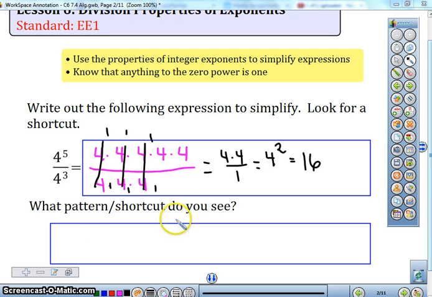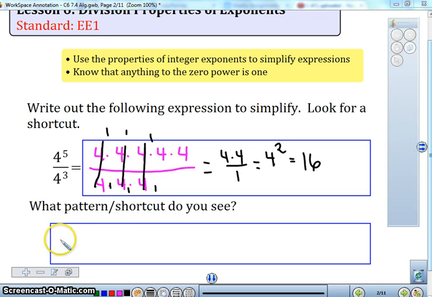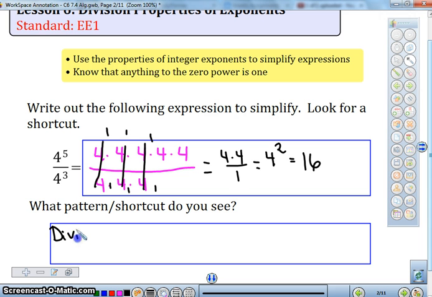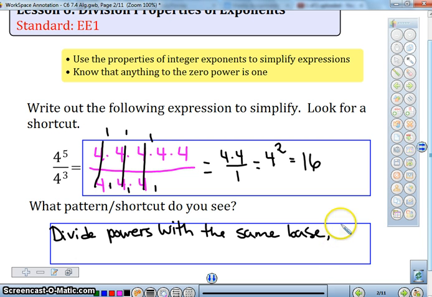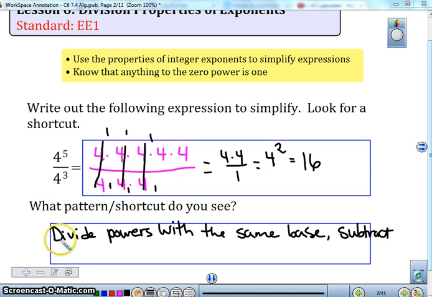What is the pattern or shortcut that you see? I want you to look at this and see if you could summarize it in your own words, and I'm also going to write it. The key thing is that when we divide powers with the same base, remember, 4 to the 5th is a power, so these both had a base of 4. If they have the same base, instead of when we multiplied, we added, we are now going to subtract. So we are subtracting the exponents when we divide.